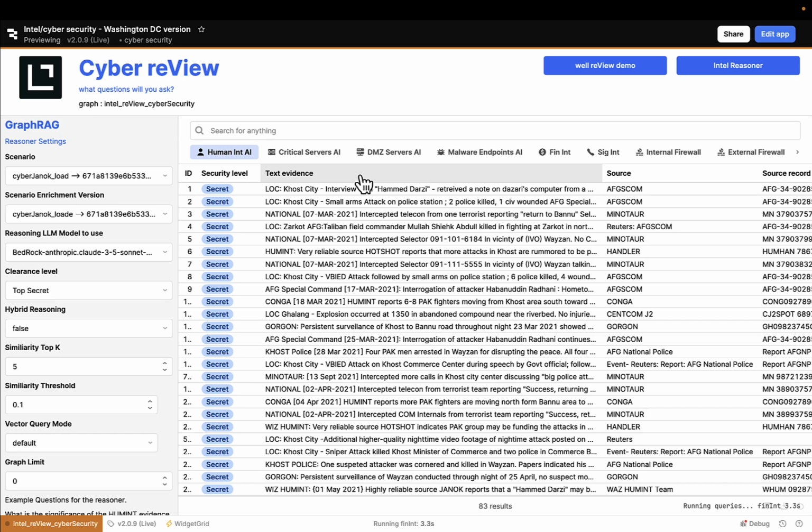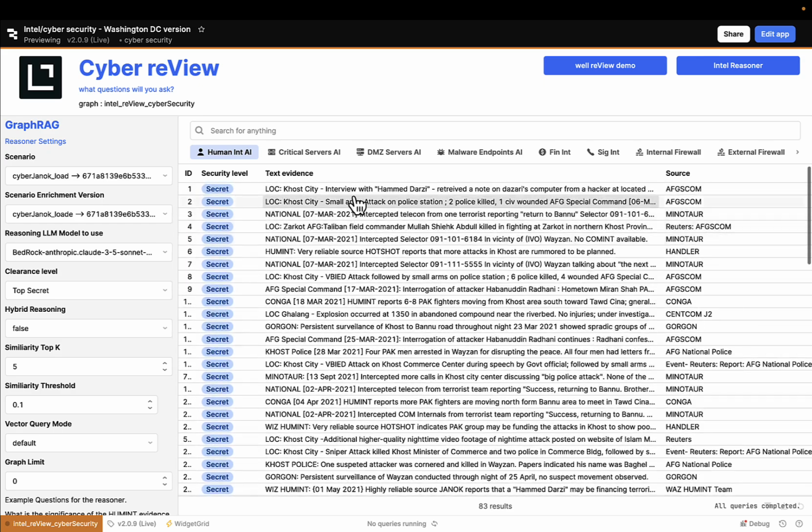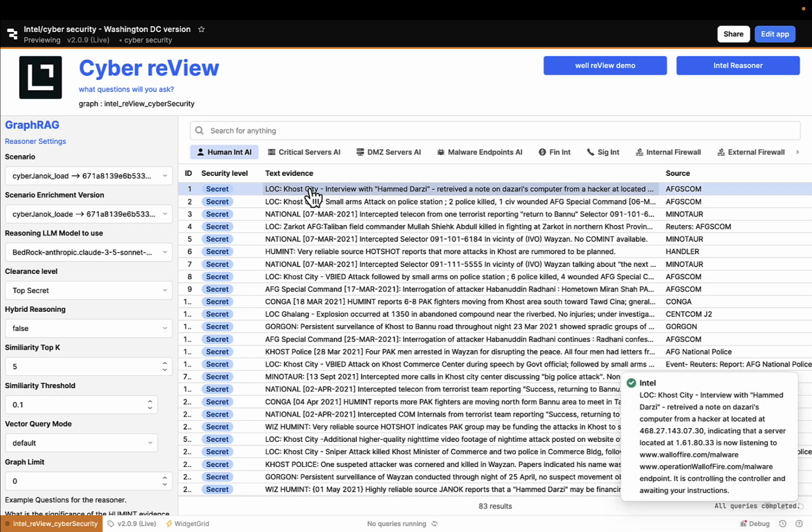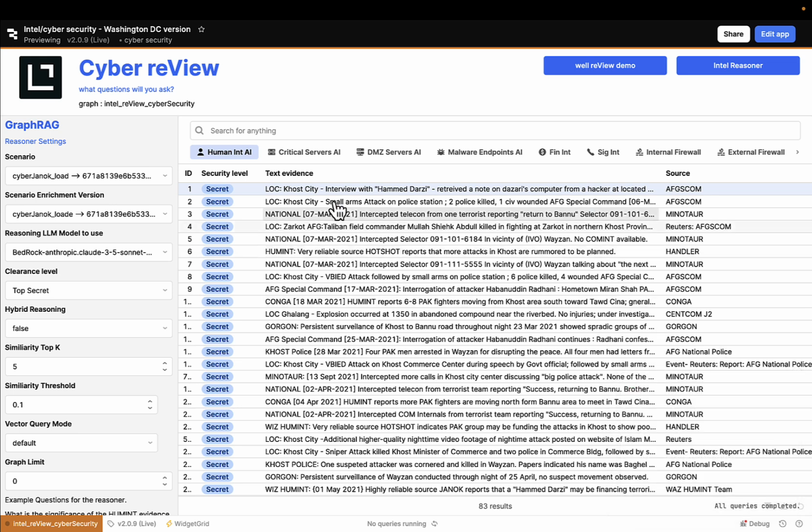Now there's something really cool with this. Whenever you click on any one of these lines, each one of these pieces of information here are just little snippets of intelligence. So this first one here, if you click on it, interview with Hamad Darzi, note on his computer, this is the one that basically is the piece of intelligence that connects Hamad Darzi to a particular hacker and to a server listening on a malware endpoint.